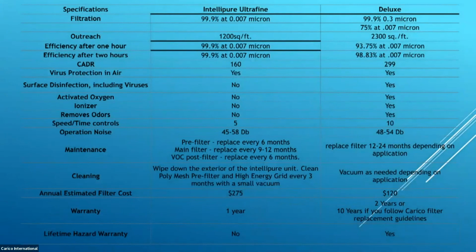Then let's talk about the warranty. IntelliPure offers 1-year warranty. Carico offers 2-year warranty. But if you follow our guidance of replacing the filters on time, you'll get a 10-year warranty. That's 10 times the protection guaranteed with the Carico unit. So at the end of the day, and I love to use this phrase from Mr. Capadonna, the choice is obvious, isn't it?